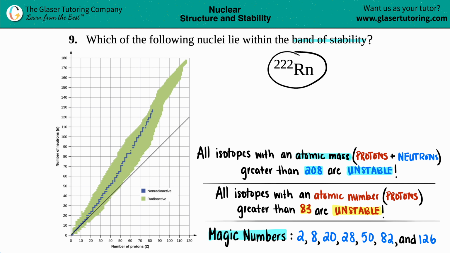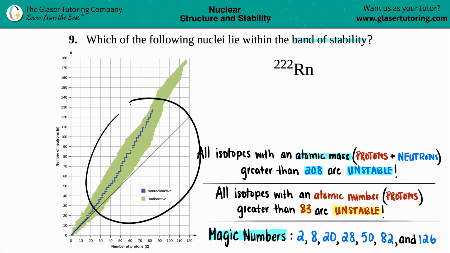Number 9, which of the following nuclei lie within the band of stability? So the band of stability is just a fancy way of asking: is this isotope, with this type of notation, a stable isotope with its protons and neutrons, or is it unstable? If it is stable, then it is within the band of stability.